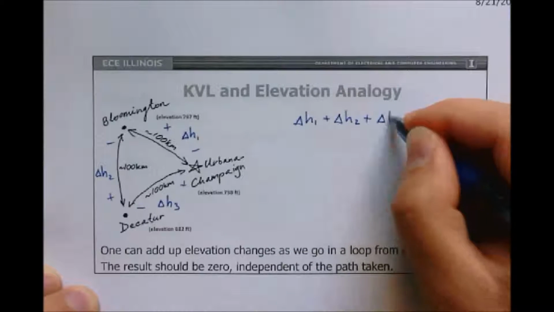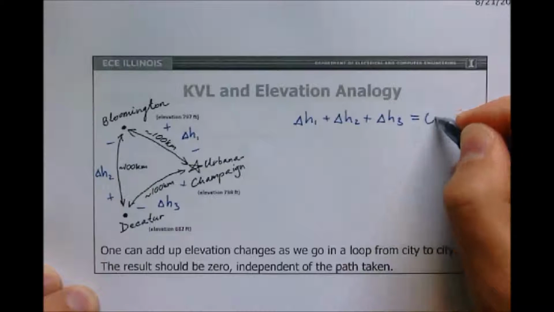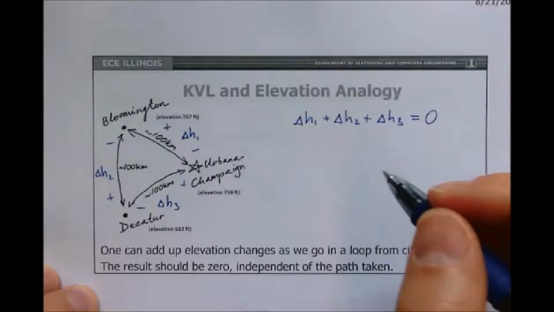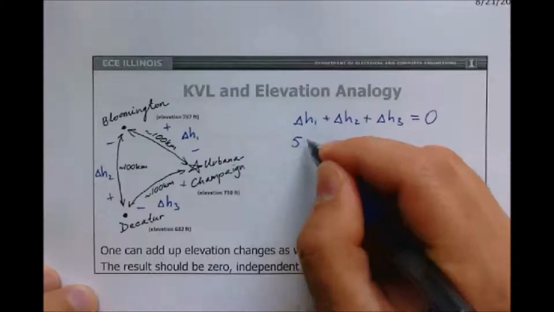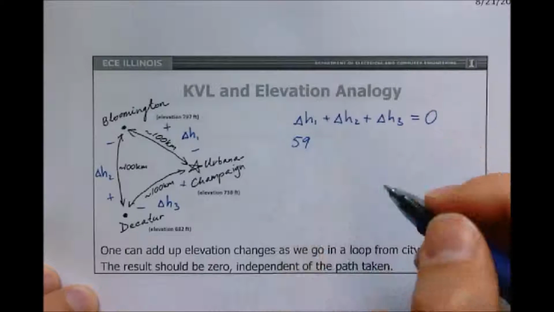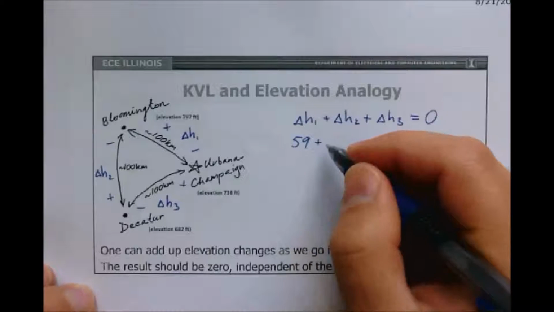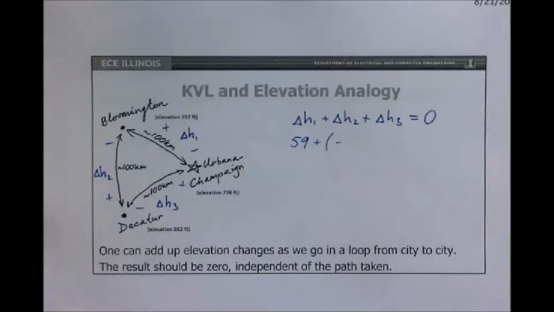Then we can add delta H1 plus delta H2 plus delta H3, and since we've gone a full circle, the height differences should add up to 0, provided that all the height differences are in the same direction. So we'll label them all as height rises. The height rise if you walk from Urbana-Champaign to Bloomington is 59 feet.